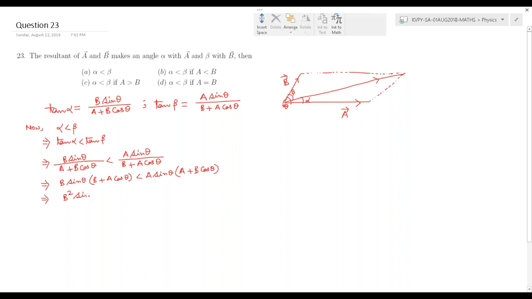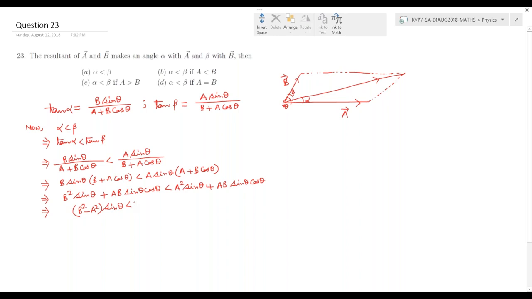So now let's expand this. It becomes B square sine theta plus AB sine theta cos theta is less than A square sine theta plus AB sine theta cos theta. Now AB sine theta cos theta is there on both sides of the inequality, so it gets removed. So we can now say B square minus A square into sine theta is less than zero.